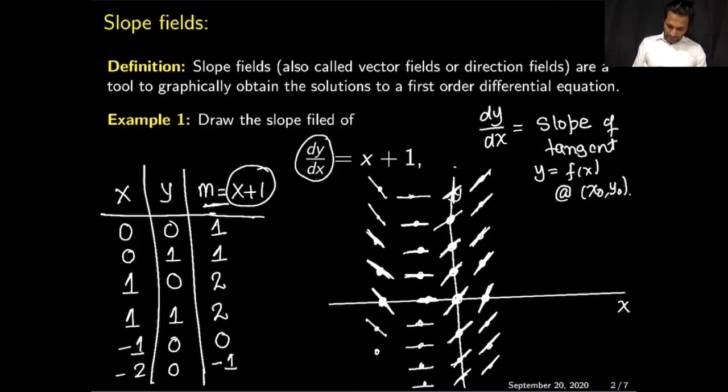So drawing a slope field is basically taking as many points as you can and drawing the tangent line of very short length. So similarly, I can take a few more points here and draw their slopes.